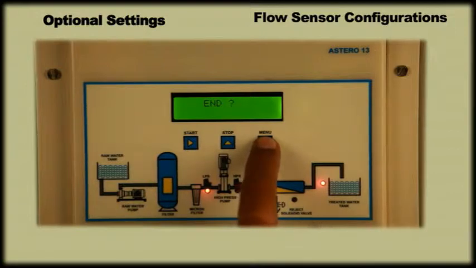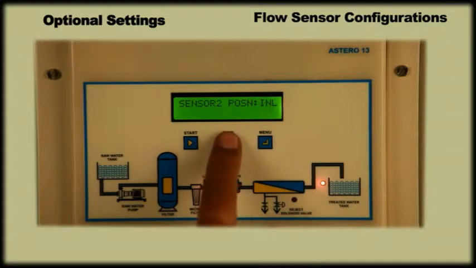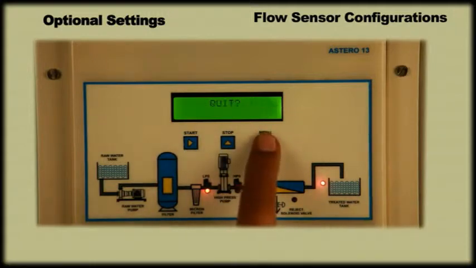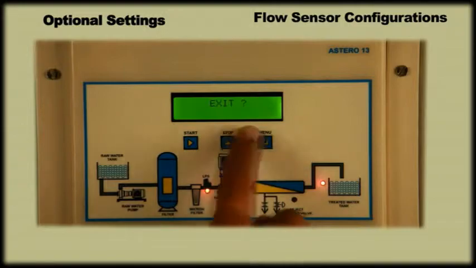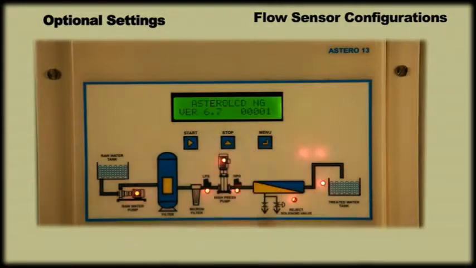Now the display will ask for sensor 2 position. Press menu and using the stop key, you can choose either inlet or reject option. Choose the required option and press menu key twice to quit. Keep pressing the menu to exit.